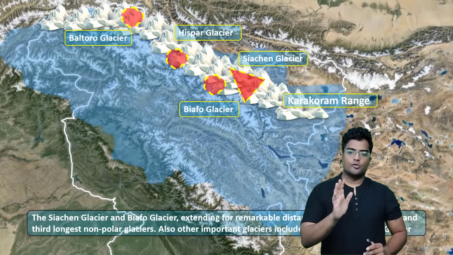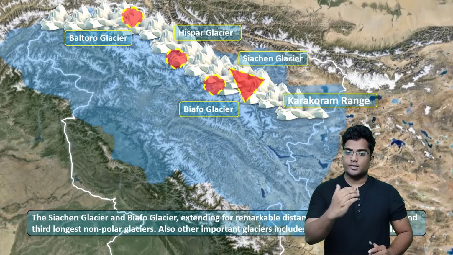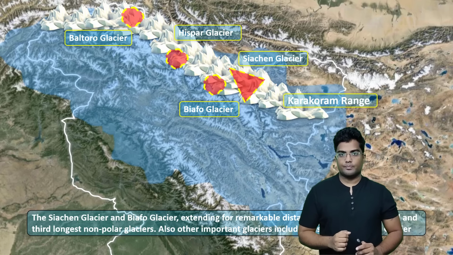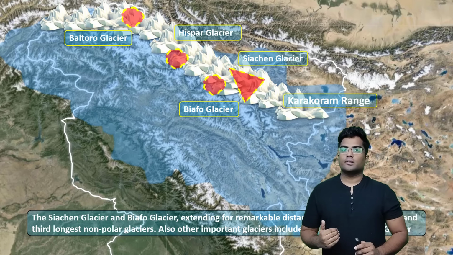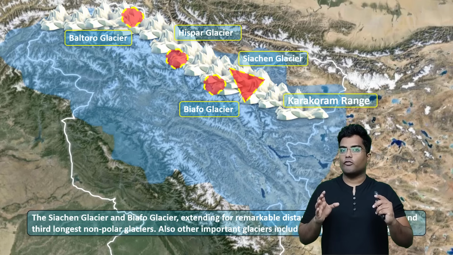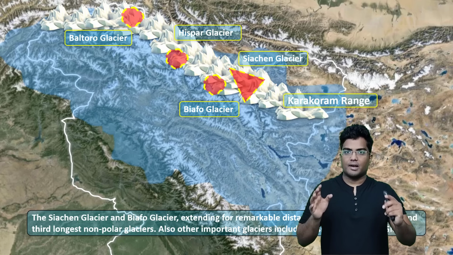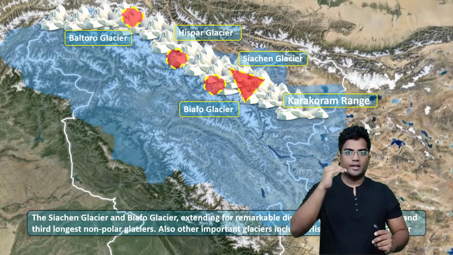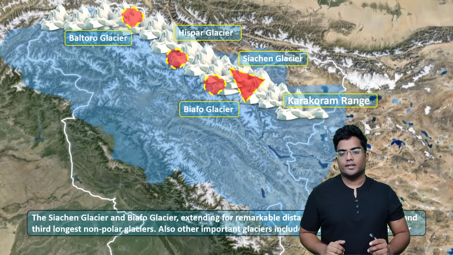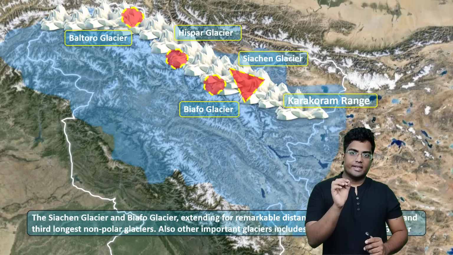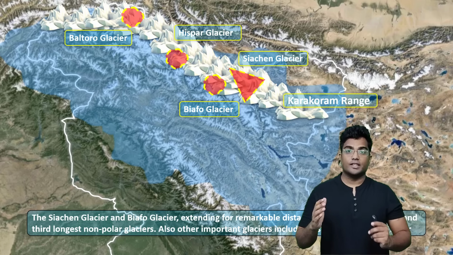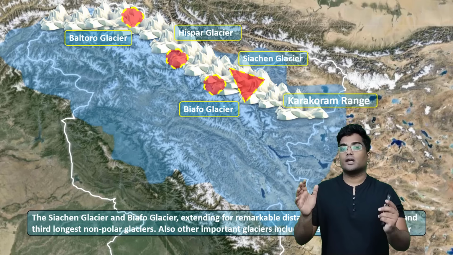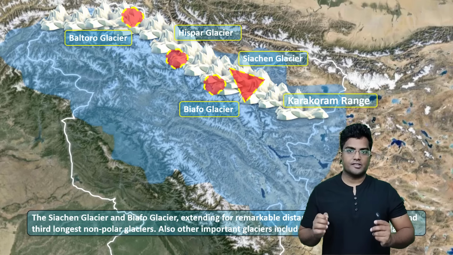For time's sake, we are just going to focus on the glaciers that are located on the Karakoram Range. Now you should understand that most of the glaciers, the megastructure glaciers, are located in the polar regions, Arctic and Antarctica, right? However, there are glaciers which are significant in size that are located in the Himalayas and many other mountain structures of the world.